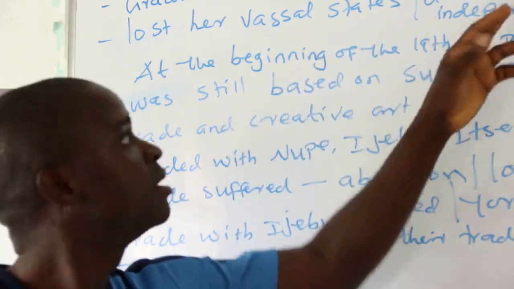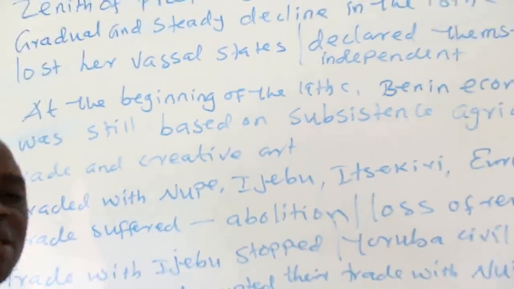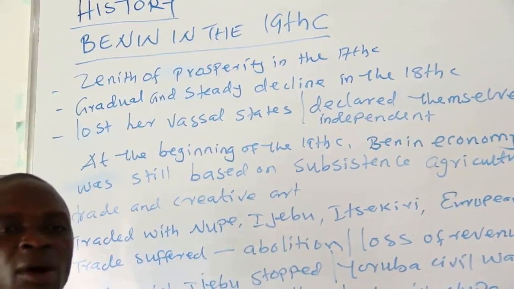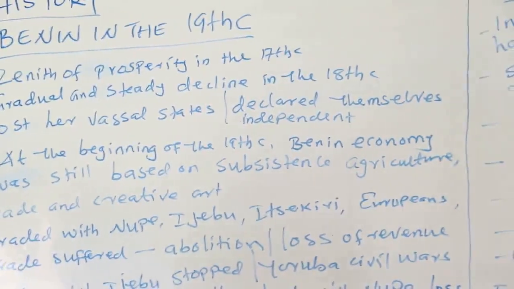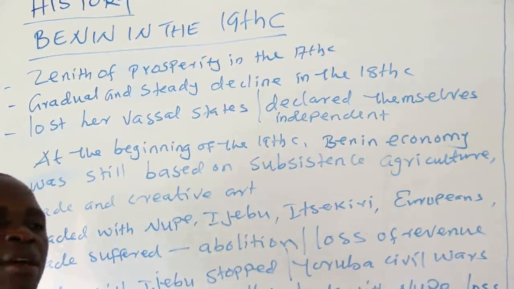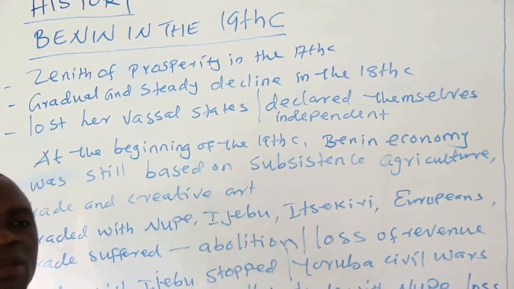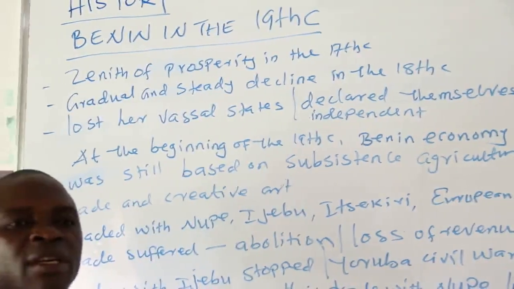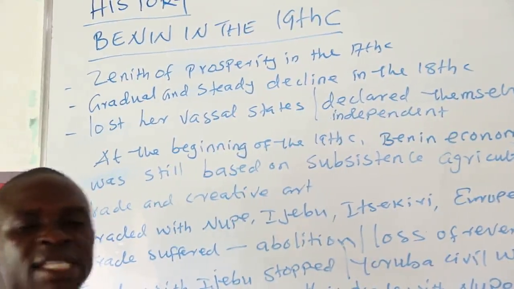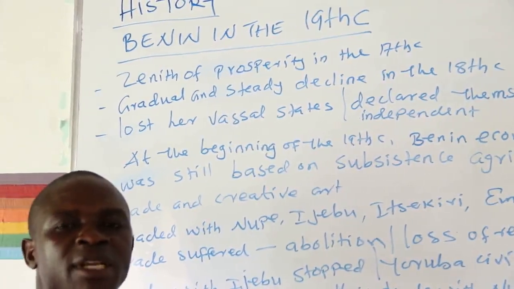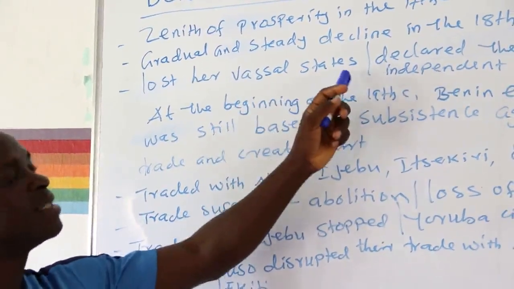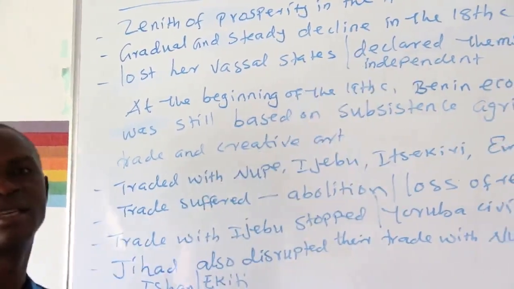Now, by the 18th century, Benin started showing some signs, some symptoms of decline, of weakness. And the weakness continued steadily until Benin collapsed in the 19th century. In the course of the lesson, I will outline some major reasons why Benin had to collapse. And Benin equally lost her vassal states in the 18th century.